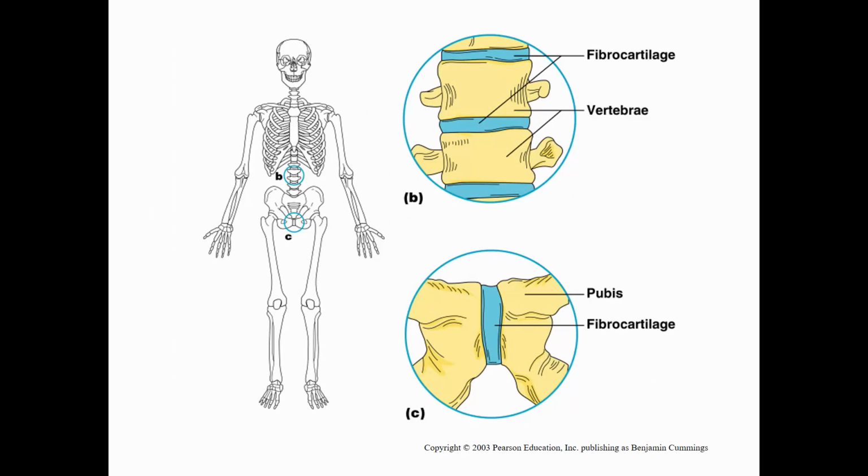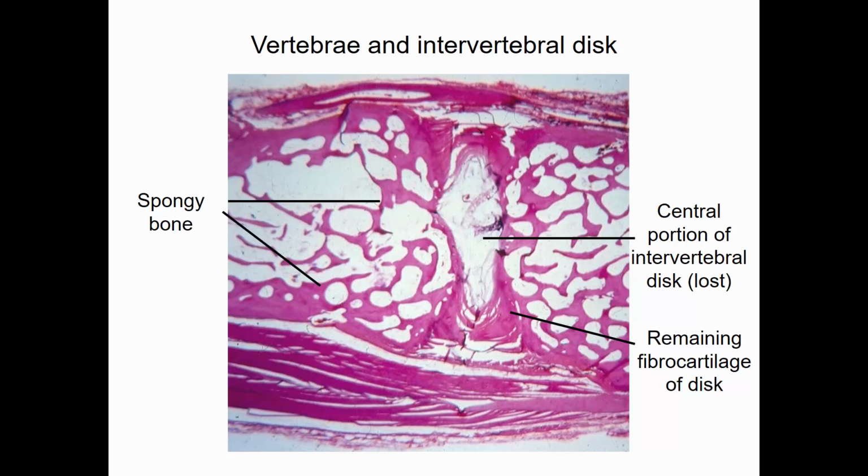Okay, so now I'm going to talk about not hyaline cartilage, but fibrocartilage. Fibrocartilage is in the intervertebral discs, and it's in the pubic symphysis. Because it's directly attached to bone, it gets its vascular supply from the bone on its edges, and it doesn't have a perichondrium. So fibrocartilage doesn't have a perichondrium.